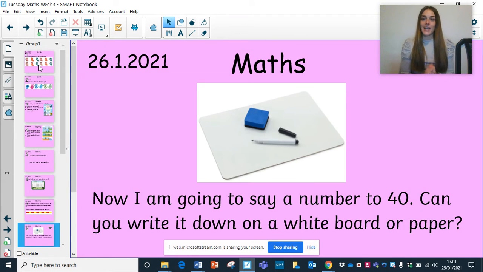So now I'm going to say a number to 40. I want you to write it down as quickly as you can, on paper. You don't have to use a whiteboard and pen. And then I will hold the number up so you can check to see how it looks. Are we ready? So you can do it super speedy before I hold up the number card. Okay, first of all, can you write the number 15? Remember, pause if you need to write that number and then press play to carry on. That's how it should look.